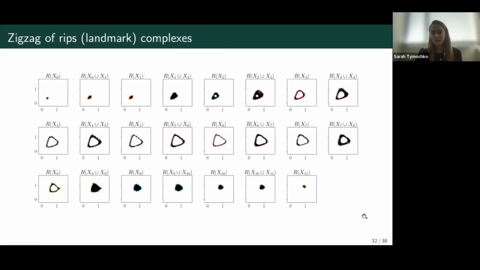Compute the zigzag. Again, looking across the rows here, we see a circular feature appearing at around x2, persisting through this middle range until x8. You may notice these point clouds look a little more sparse than the ones on the past slide. We did some subsampling for computational reasons, because you are getting such repetitive patterns of going around the same circle multiple times. So we subsampled the points to capture the shape without needing all of the data.